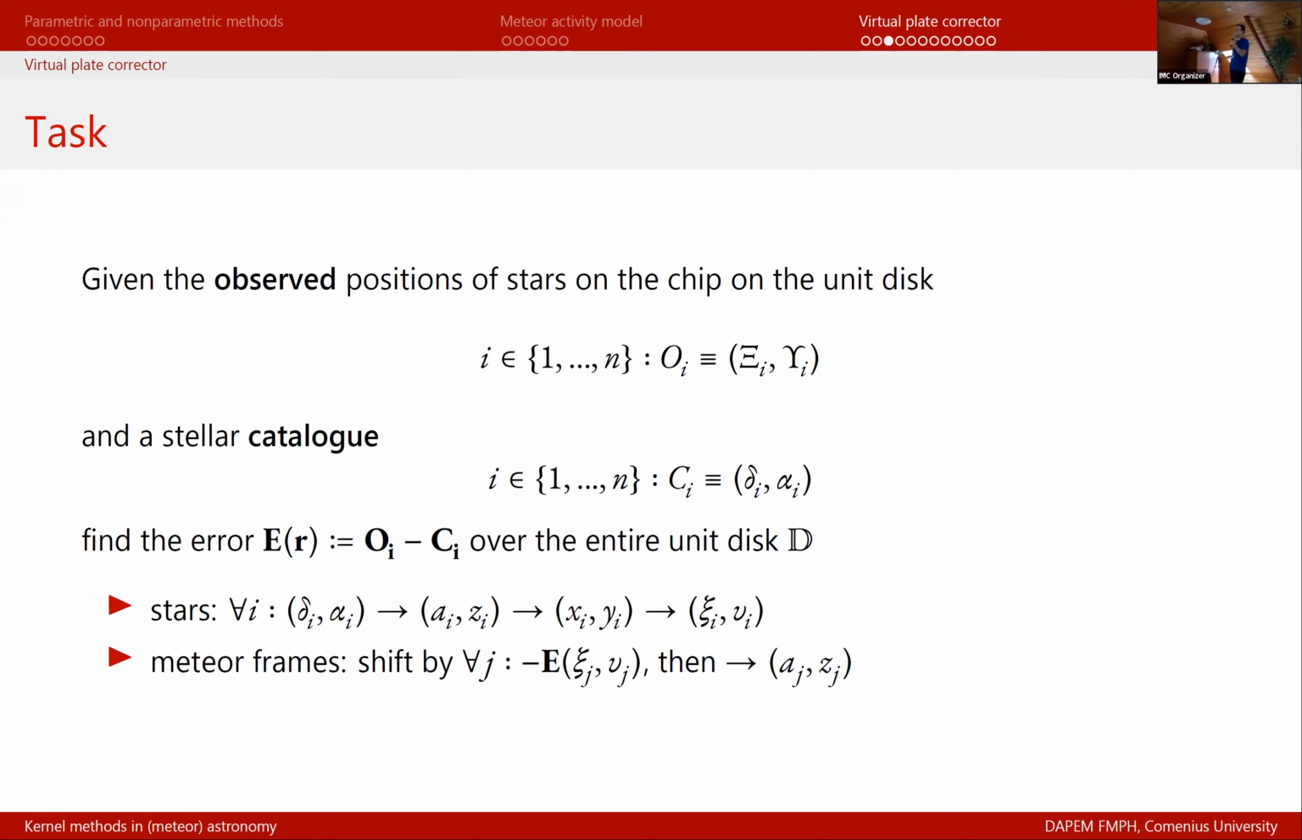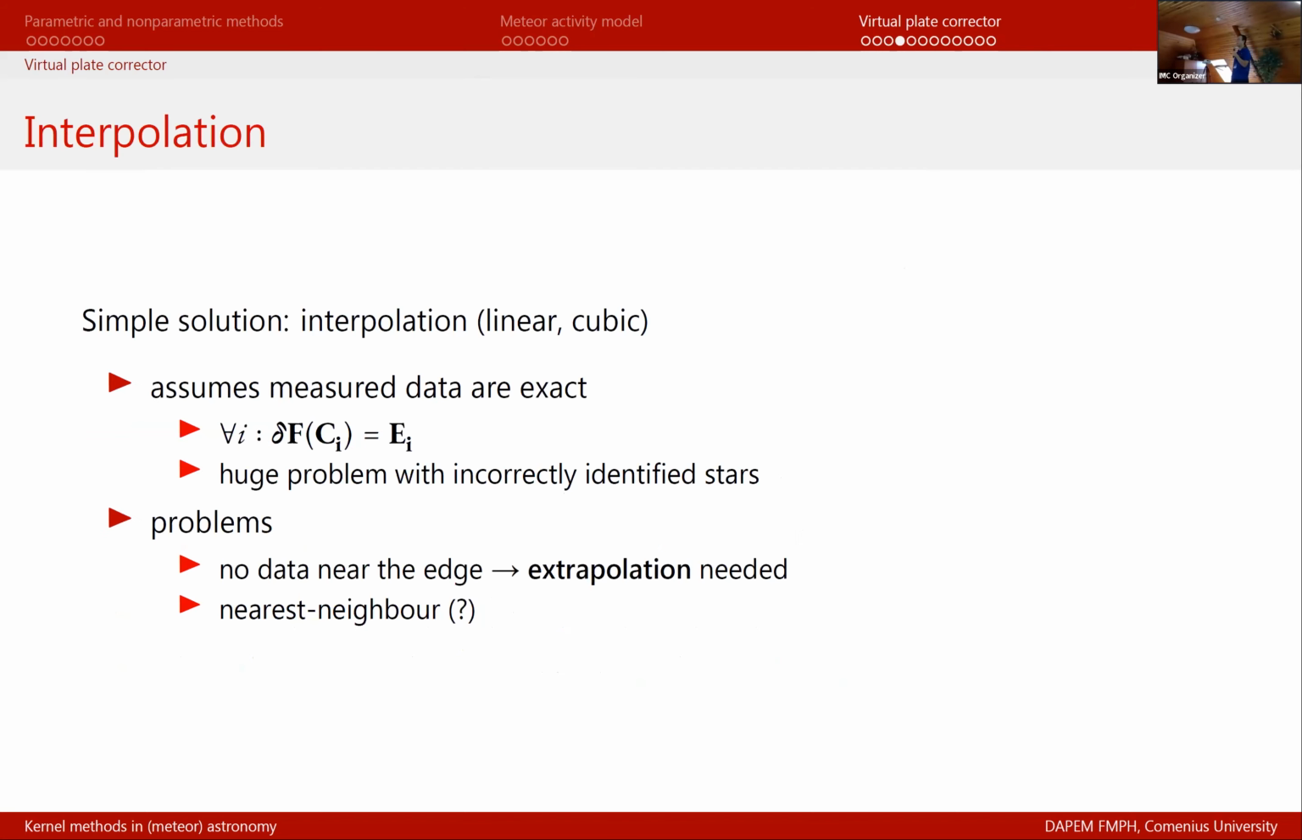So our task, mathematically put, is that we are given the observed positions of stars on the chip, which can be reduced to the unit disk, so not in pixel coordinates but unit coordinates, and a catalog. And we are going to try to find the error, which at the position of stars is determined as a simple subtraction, or difference, of them. For every star, we just reduce it from celestial coordinates to local coordinates, to chip coordinates, and unit coordinates. And for meteors, we do basically the same, only the distinction is that we do it in the opposite direction.